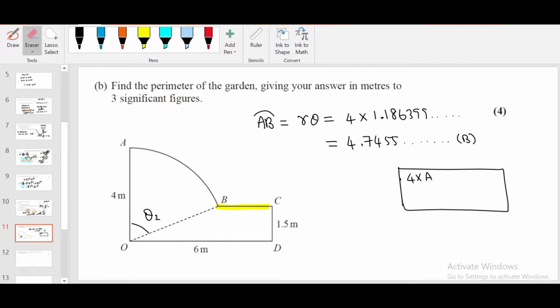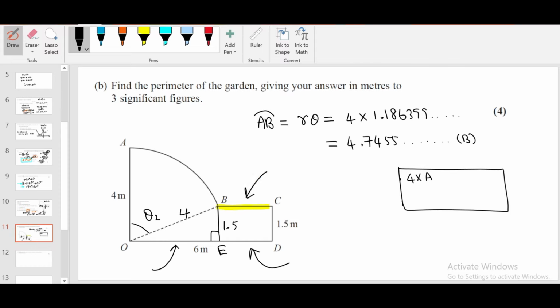How to find the length BC? If you draw a line here, this is 1.5. This is a right angle triangle. This is 4. Using SOHCAHTOA, if you can find this length OE, the total length is 6 meters. So from 6 meters you can subtract OE to find ED, which is the same as BC. Understand what I'm talking about?